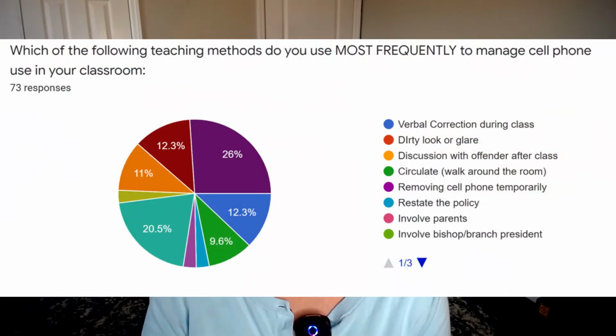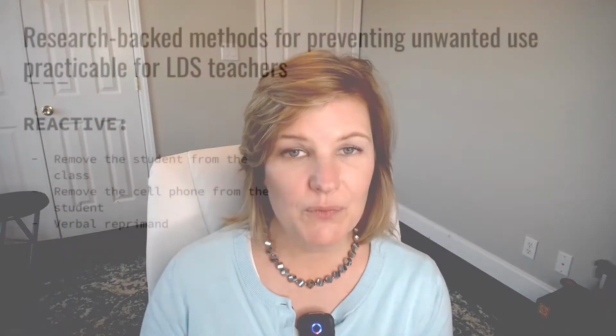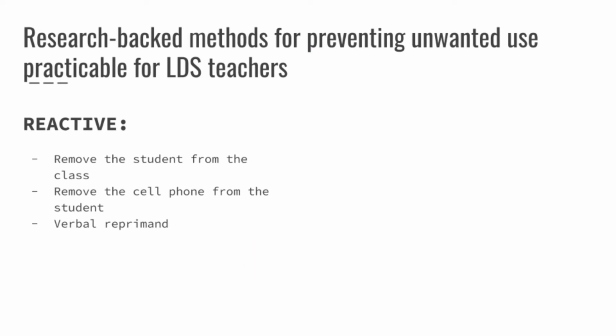I've done some preliminary research on what reactive methods LDS seminary teachers are using in their classrooms. The most frequent intervention is no intervention. Interesting, isn't it? 26% of teachers report that they most frequently ignore unwanted cell phone use. The next most common reactive intervention is verbal correction or coaching, followed by restating the policy. So to sum up, the most effective reactive interventions for the gospel teacher are removing the student from class, removing the cell phone from the student, or a verbal reprimand or warning.